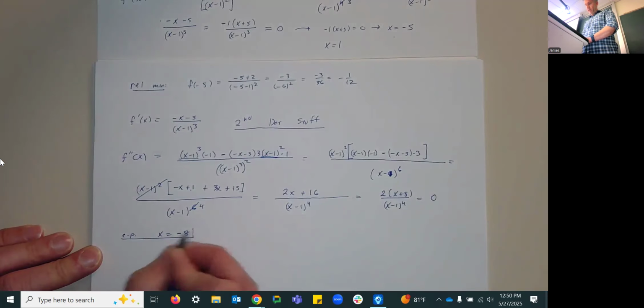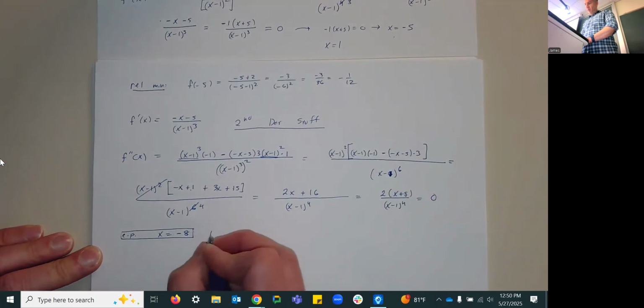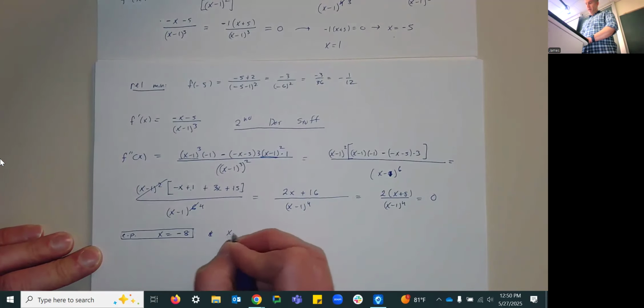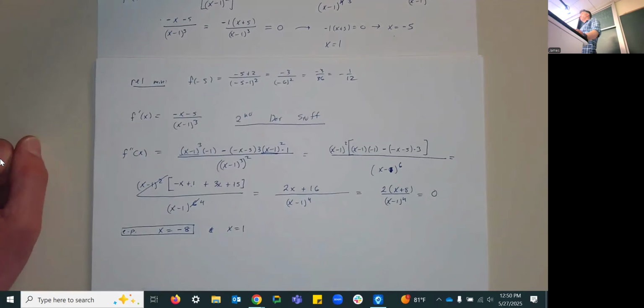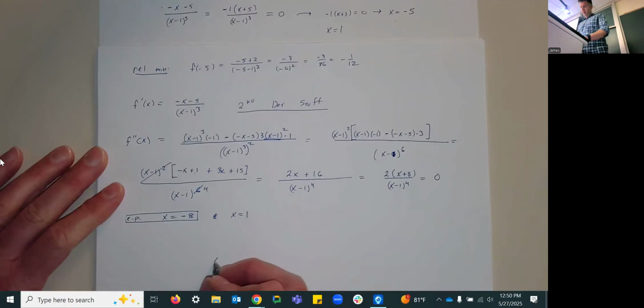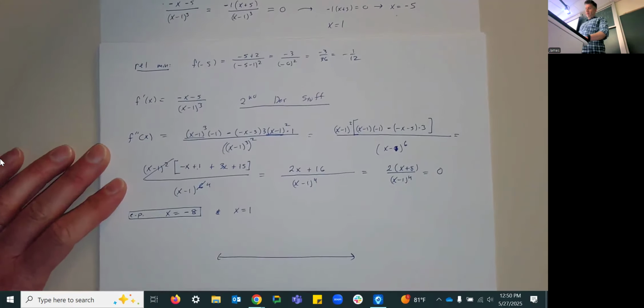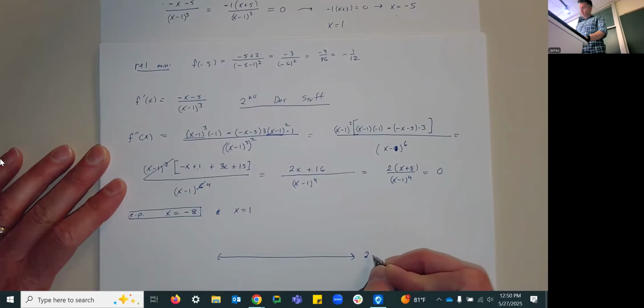That's our critical point for the second derivative. And then we also are still going to include on our number line x equal to positive 1 because it's where we have a vertical asymptote. Any place the sign can change, we have to include that. All right, so now here's our number line for the second derivative.